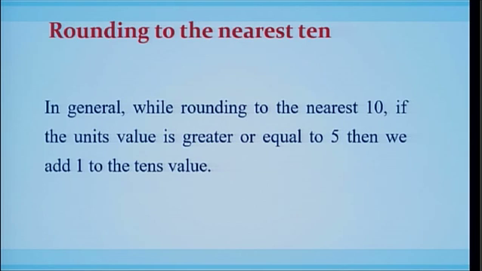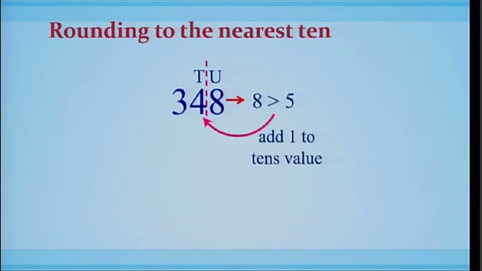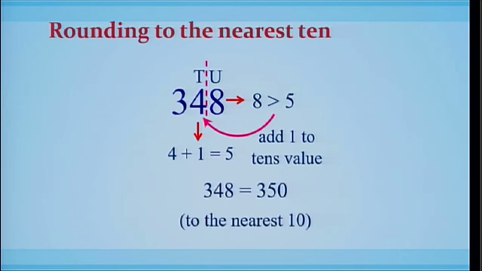But if the unit value is greater than or equal to 5, then we are going to add 1 to the tens value. Like here, the unit value is greater than 5. So we are going to add 1 to the tens value. So 4 plus 1 is equal to 5. Hence, 348 to the nearest 10 is 350.